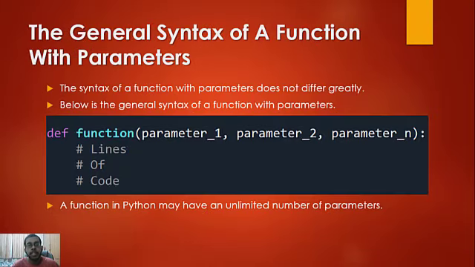The general syntax of a function with parameters. The syntax of a function with parameters does not differ greatly. Below is the general syntax of a function with parameters. Define function, parameter 1, parameter 2, parameter n, lines of code. A function in Python may have an unlimited number of parameters.